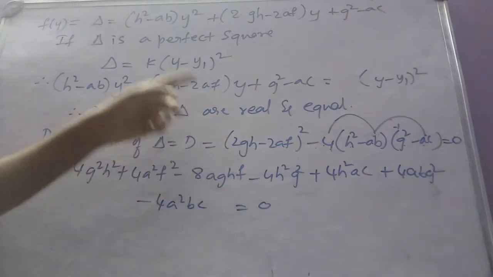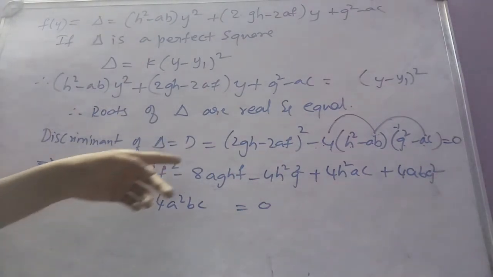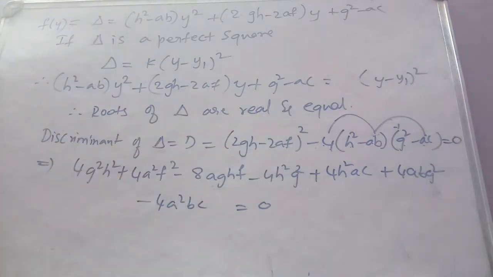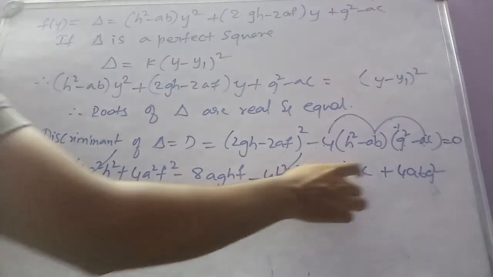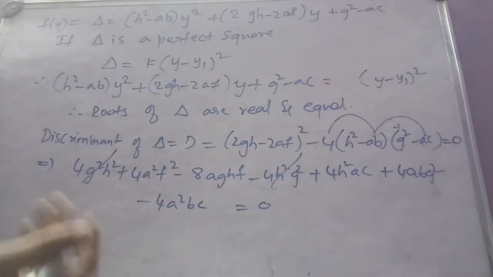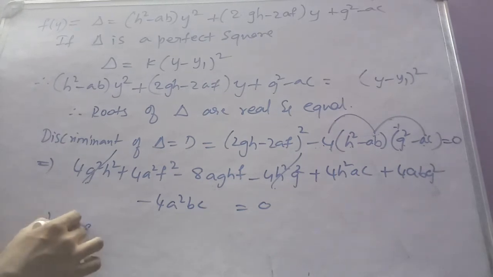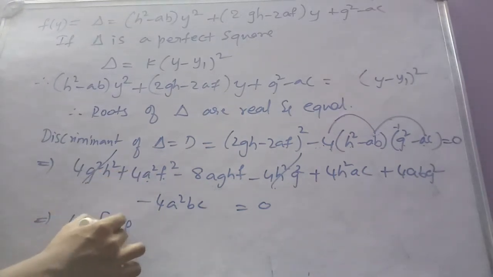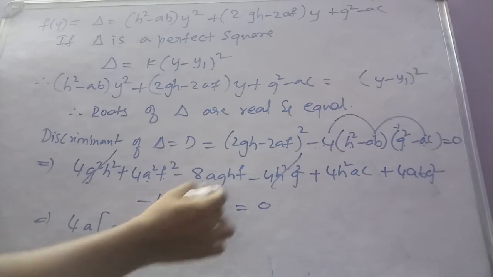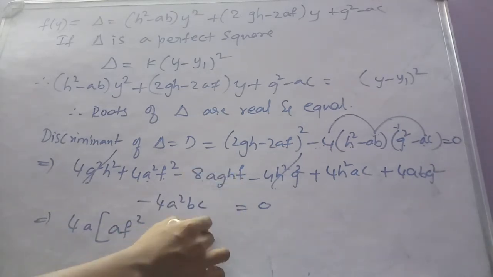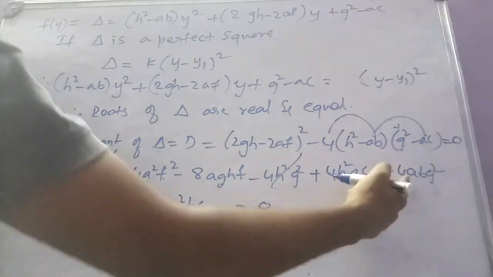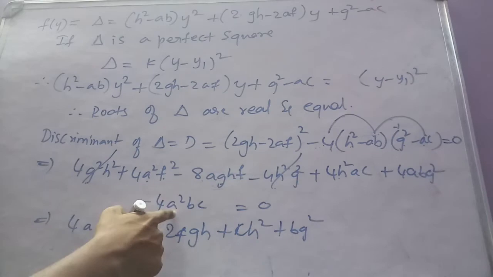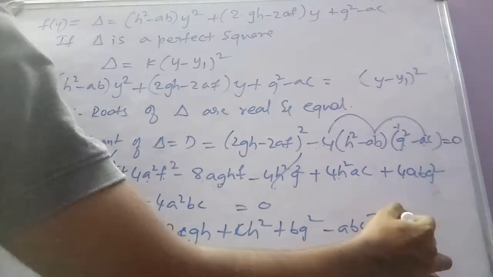If I take the discriminant of this delta, I will get discriminant is equal to 0 and I will get this. Observe that I can take 4 common. Okay, before that these two will get cancelled. Now in all the remaining terms, we can take 4 common and also a common. So I can take 4a common. Here I have got af square minus 2fgh, and here ch square, and here bg square, and here minus abc equal to 0.